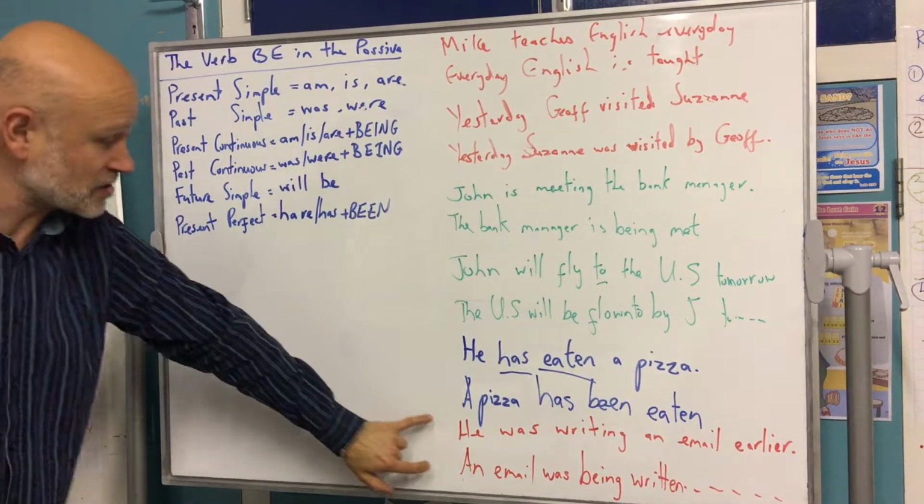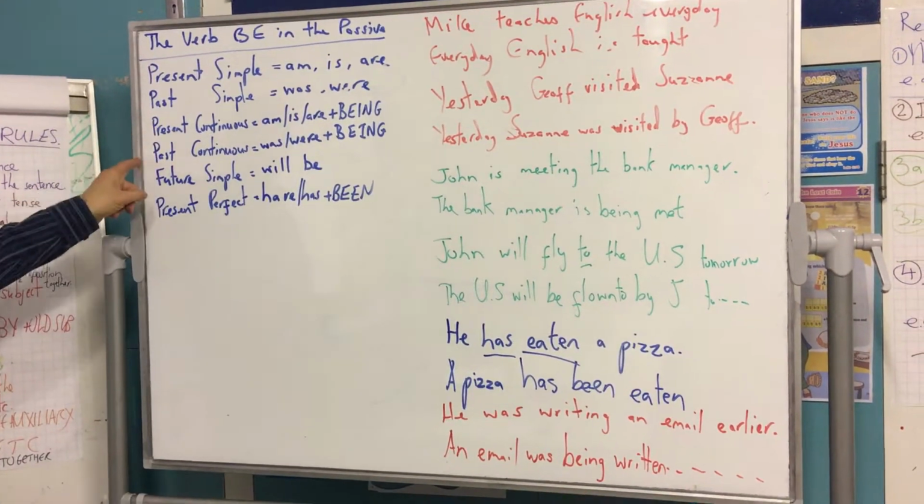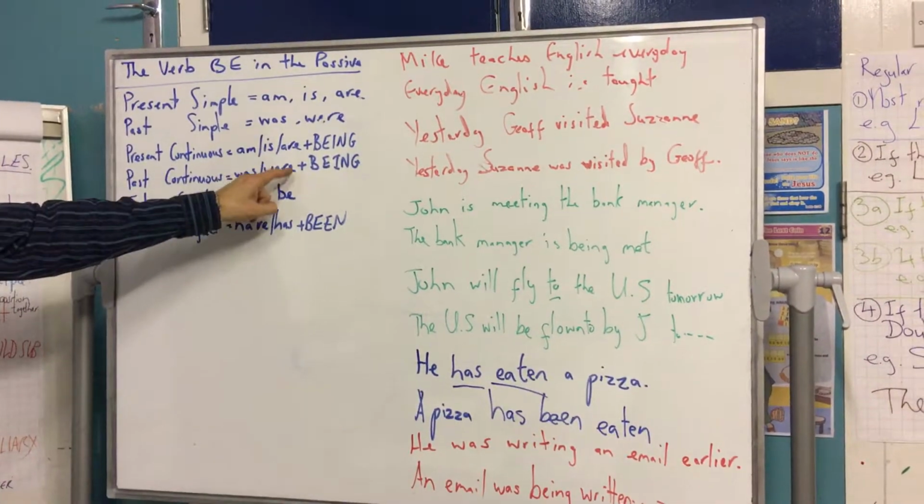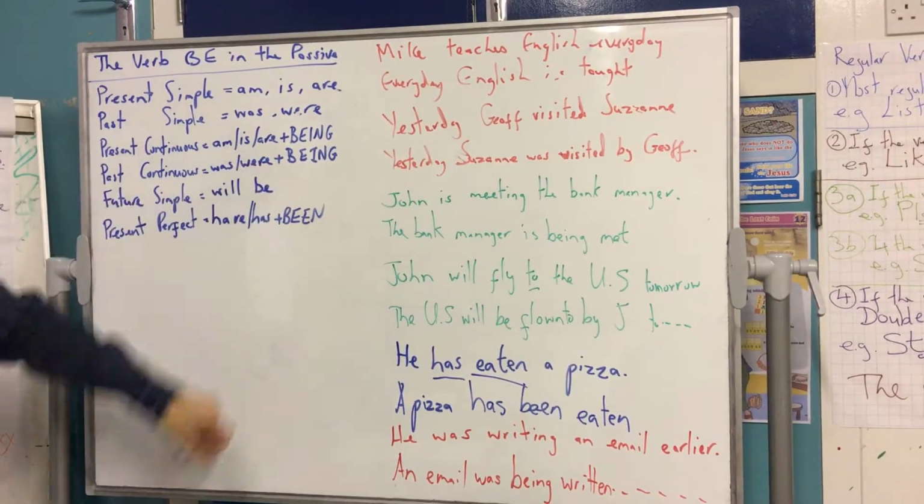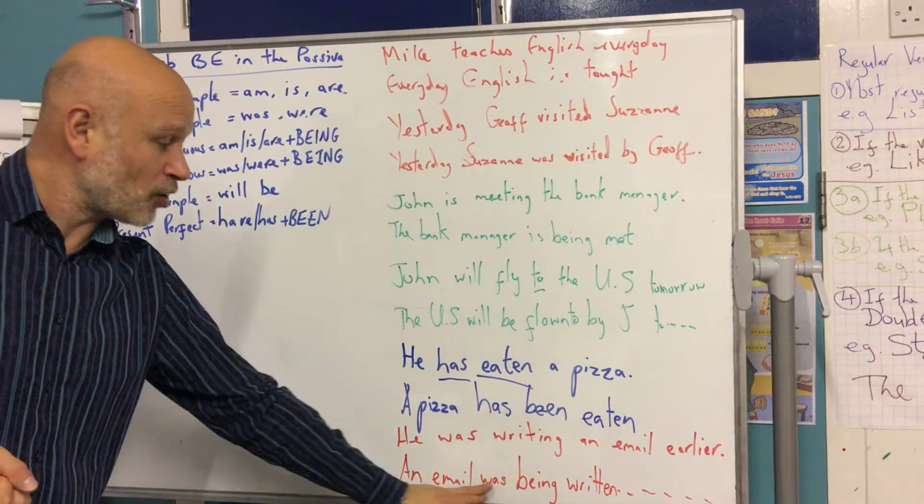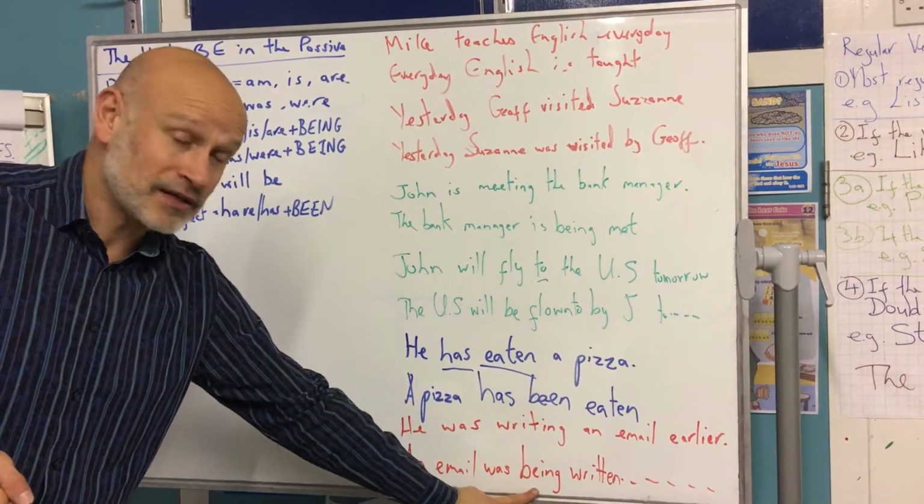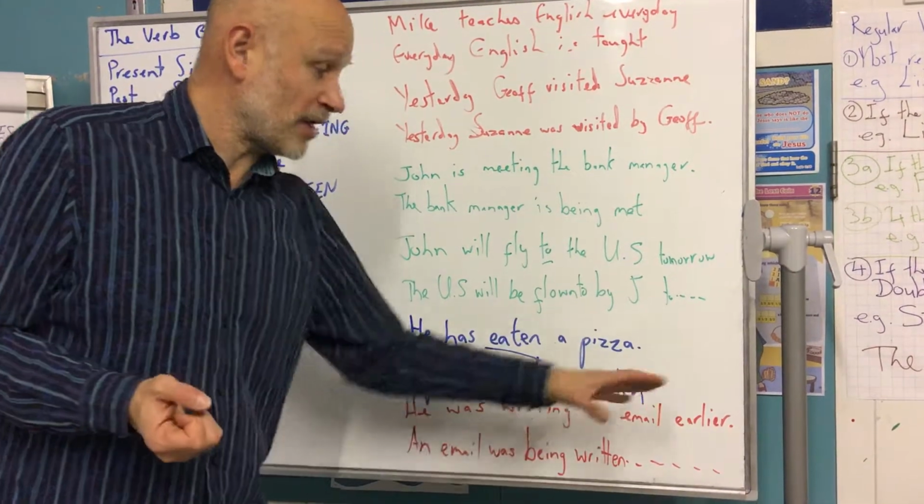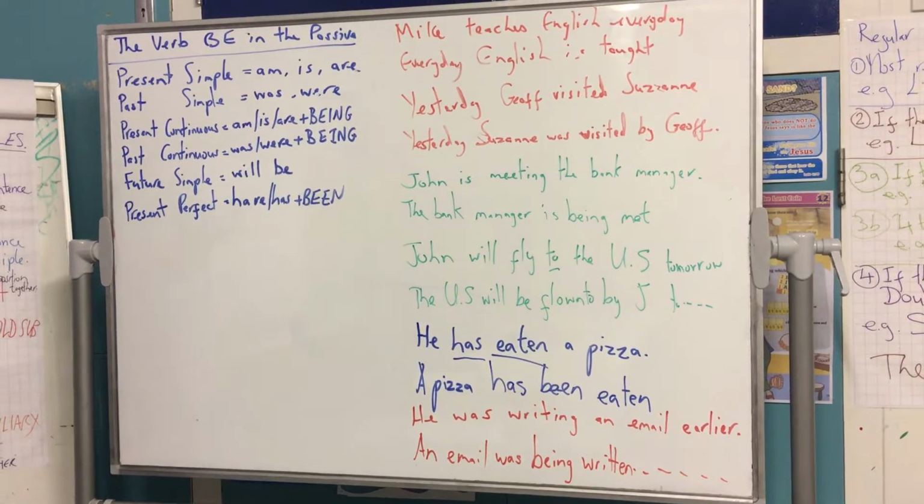Here's a past continuous one. Past continuous, was or were, plus being. So, he was writing an email earlier. An email was being written earlier. So that gives you an idea.